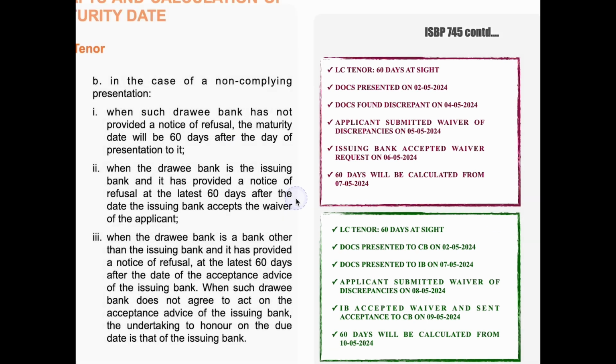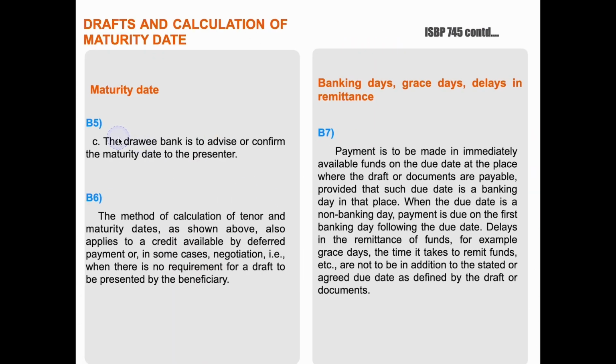Right? The next one is, the drawee bank is to advise or confirm the maturity date to the presenter. Means the issuing bank or confirming bank or nominated bank, as the case may be, has to confirm the maturity date to the presenter. This applies to both complying documents as well as discrepant documents if the discrepancy waiver is acceptable to that bank.